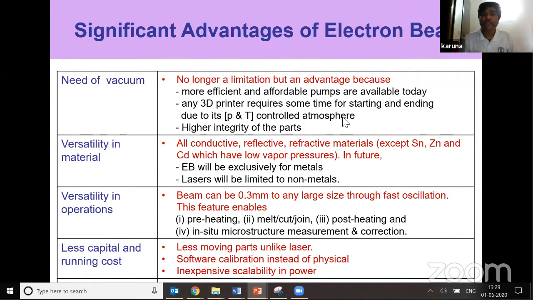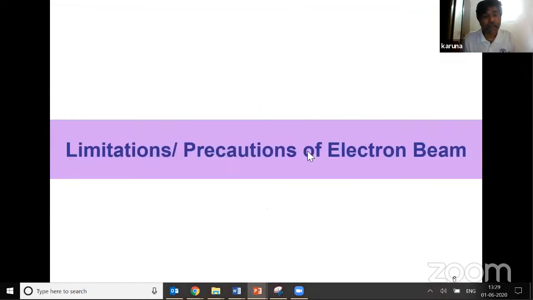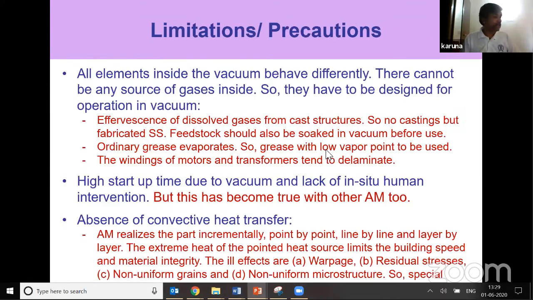So the cost of electron beam-based system can become lower than the laser-based system, because laser means a lot of mirrors and optical systems. They require mechanical fine-tuning. In the case of electron beam systems, most of the fine-tunings are based on electronic control because there are hardly any moving parts there. Of course, when we talk about so many advantages, you should also talk about the limitations of the system.